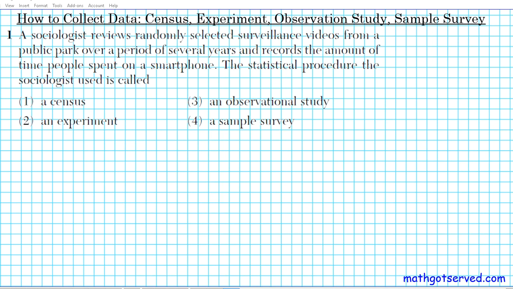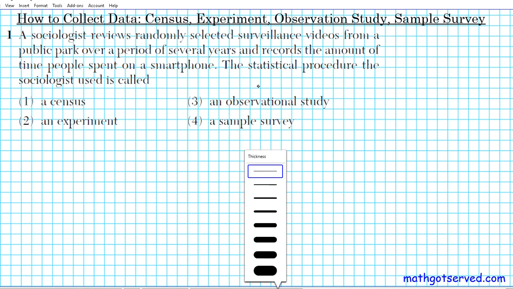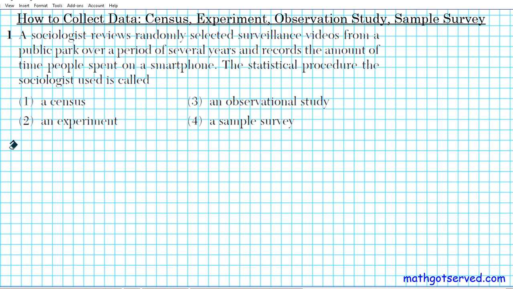Question, the statistical procedure the sociologist used is called. So what statistical procedure is this? What we're going to do is go over these 4 different statistical procedures and see which one best represents what this sociologist used. The first one is a census. Now, what kind of statistical procedure is a census?